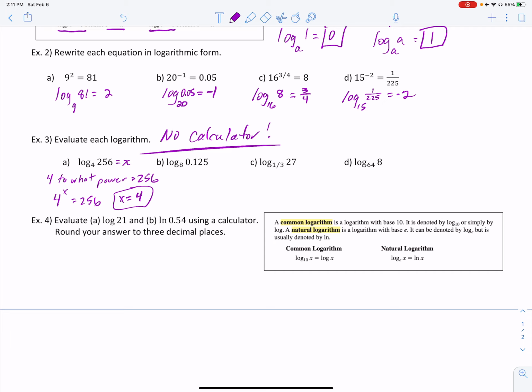On this next one, we're asking 8 to what power is 0.125? Well, you need to know, this is a decimal value you should know. You should be able to know that 0.125 is 1/8. So 8 to what power is 1/8? Well, it's a negative 1, right? 8 to what power is 1/8? Well, that means x is negative 1.